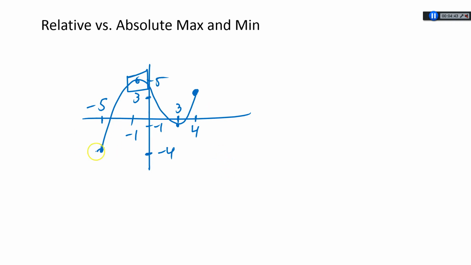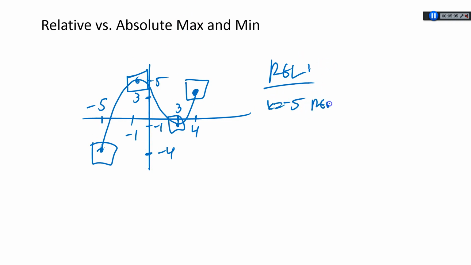Okay, so there are 1, 2, 3, 4 different spots on this graph that are relative maximum or minimum, and some happen to be absolutes as well. So my relative list here. So these are relative maxima or minima. So x equals negative 5 gives a relative minimum of what? Of negative 4. So negative 4 is the y value. That's the actual minimum value, and it happens at x equals negative 5.